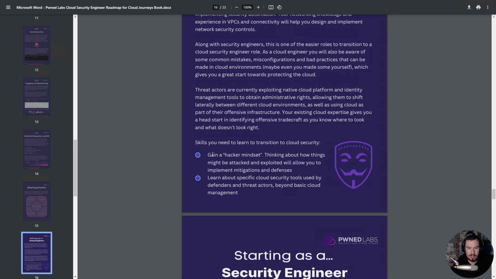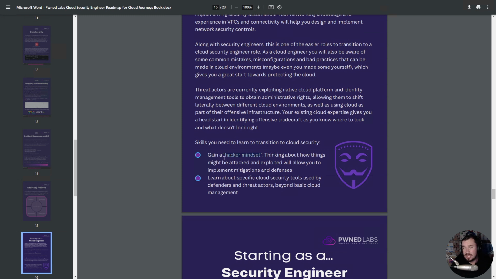So what are our summaries? Well, gain a hacker mindset, exactly what I was just talking about. Think about how things might be attacked and exploited, which will allow you to implement mitigations and defenses. And I do this in every situation I'm in. How can a hacker exploit this? Because I get paid to hack stuff. So we need to develop that hacker mindset.